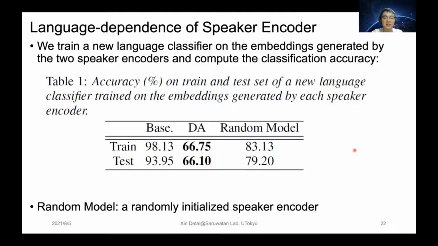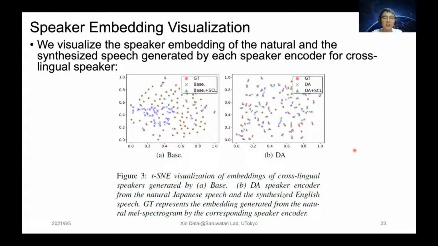We conducted both objective and subjective evaluations. To evaluate the language dependence of different speaker encoders, we train a new language classifier on the embeddings generated by the 2 speaker encoders and compute the classification accuracy. We also used a randomly initialized speaker encoder as a control model. As you can see, the speaker encoder using domain adaptation obtained the lowest accuracy, which shows that the language dependence is eliminated by using unsupervised domain adaptation.